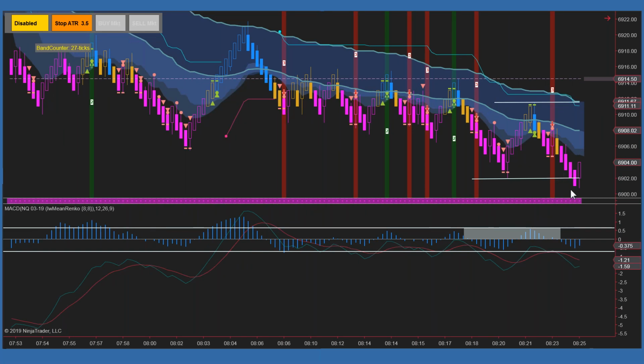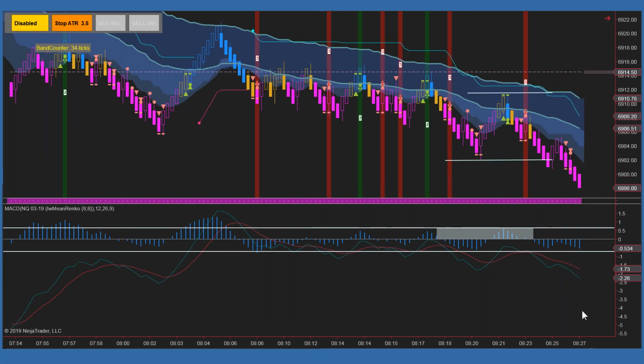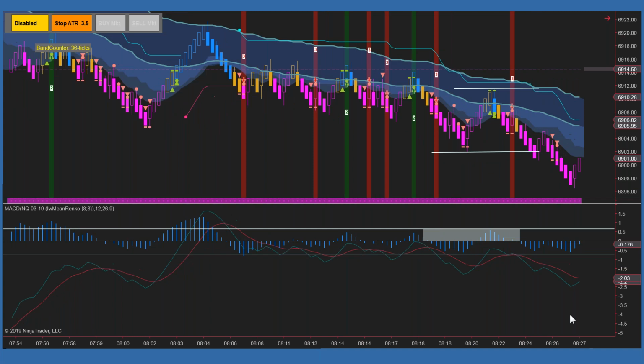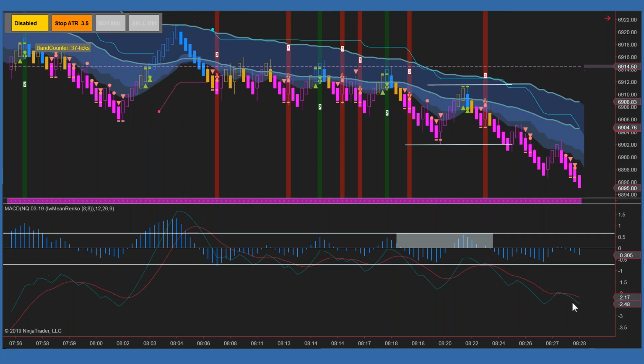Okay, so price broke down here. The MACD is still holding. Okay, now we're starting to make that swing lower. And we're still chopping about a little bit. And note the extreme on the price, or the extreme on the MACD, still seems to be holding.